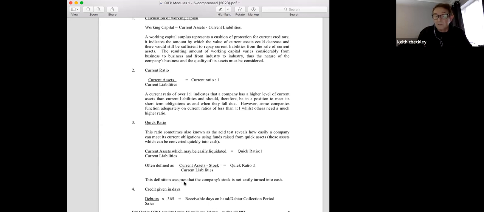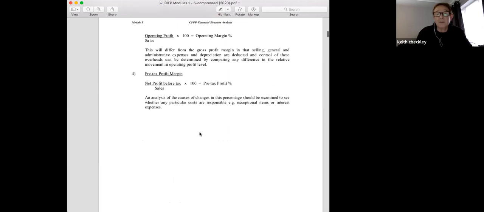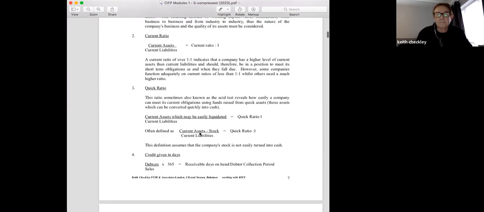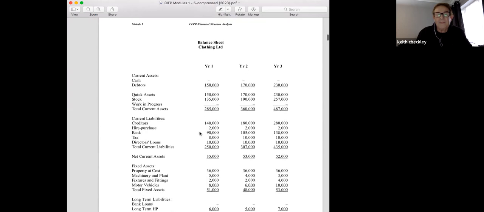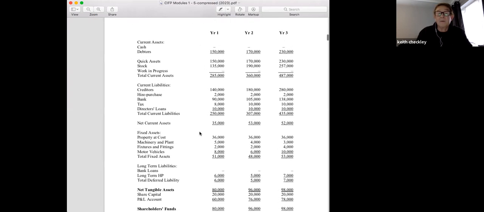So this definition assumes that the company's stock is not easily turned into cash, whereas the other current assets will be quicker from a cash conversion point of view. So let's look at that from the balance sheet again. This time we've got the current assets at 285, and we're going to deduct the slowest moving of the assets, which is the stock or the inventory at 135. So working backwards, we're going to get quick assets at 150.